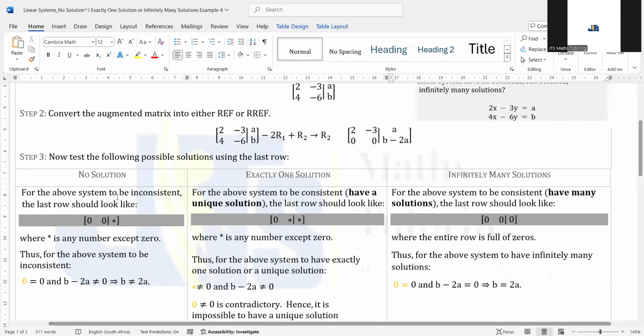Right, so for this system to have no solution, the last row is supposed to look like this. B is not supposed to be equal to 2A.